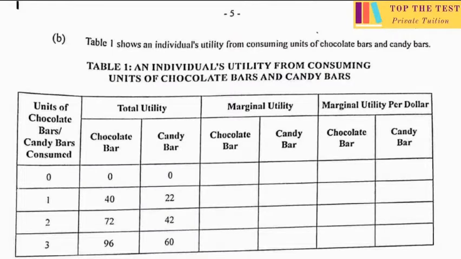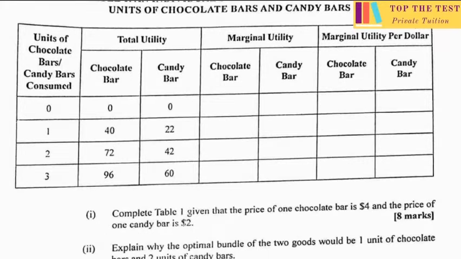Now we look at part B of the question, and here we have a utility schedule which we need to complete. So the two goods in this question would be the chocolate bars and candy bars consumed, and we have to complete the marginal utility and the marginal utility per dollar. So for your econ exams, you are allowed to use calculators. You might be able to work it out mentally, but if you want, you do have the option of using your calculator. So I would say use it, just to be certain.